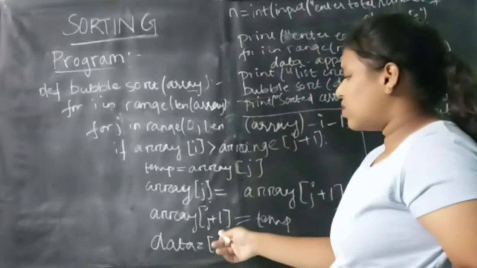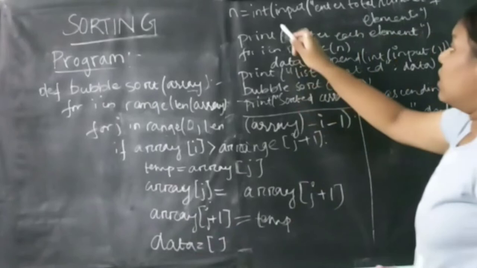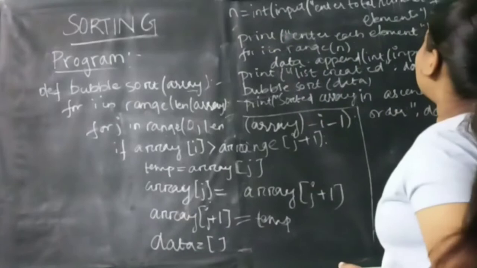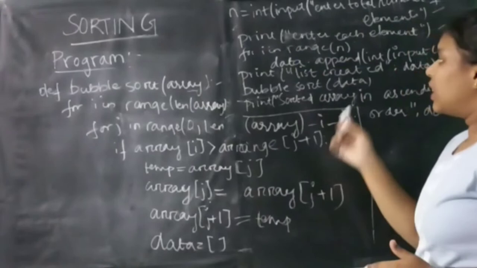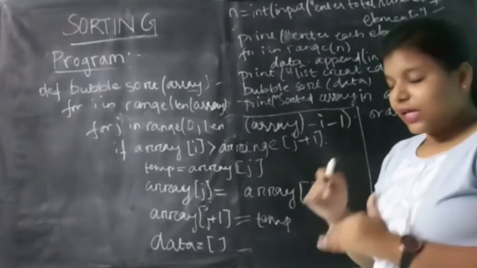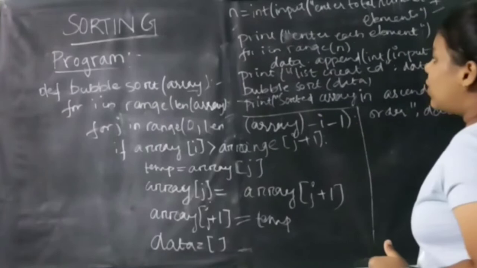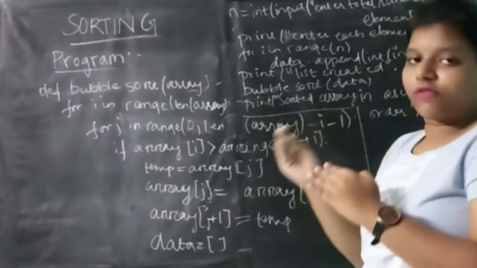Now, data is equal to an empty list assigned to data here. Now, I'll give n is equal to int of input of n, the total number of elements. So, here in this statement, I'll give the number of elements to be entered for bubble sorting. Next, print of enter each element. Now, I'll enter each element into the array. Next, for i in range of n, for the number of elements in the list or an array. Next, data dot append of int of input, so that value will be appended.